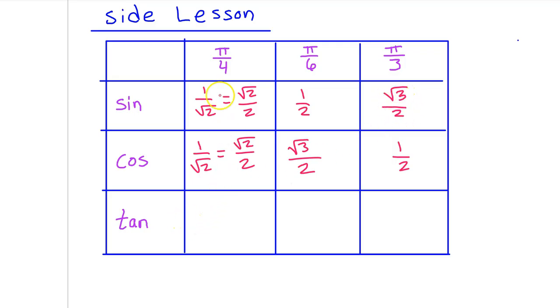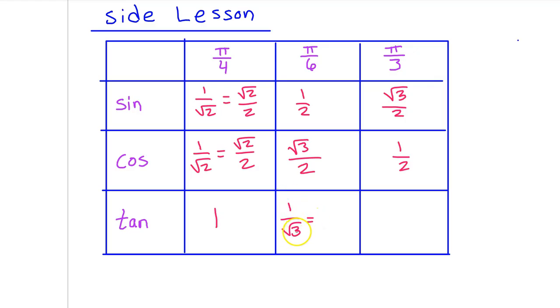Tangent is sine divided by cosine. So, since sine and cosine are the same thing at pi over 4, the tangent of pi over 4 is 1. That's anything divided by itself is going to give you 1. When you get to the tangent of pi over 6, we are doing 1/2 divided by radical 3 over 2. The denominators will cancel each other out, and you are just left with numerator over numerator. So that is 1 over radical 3.